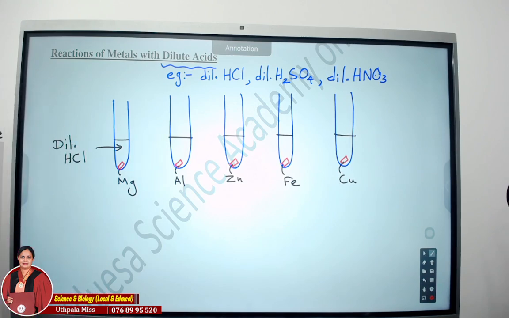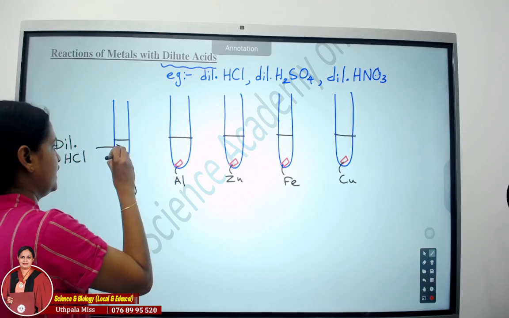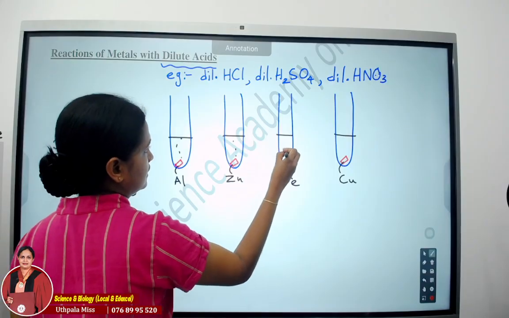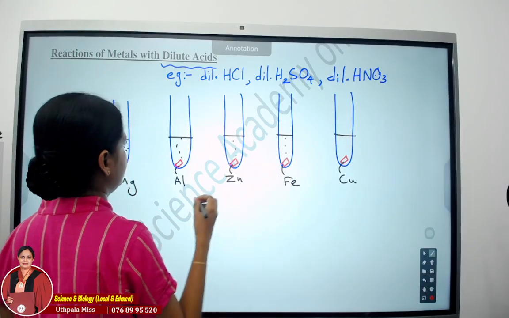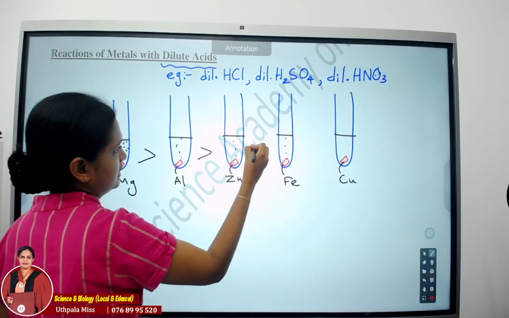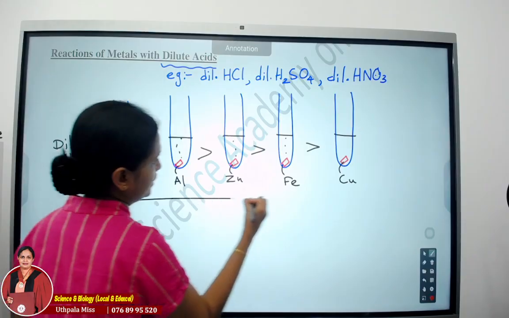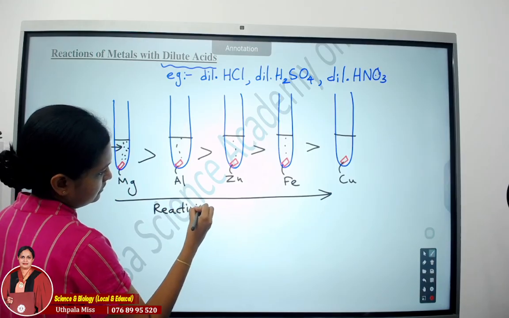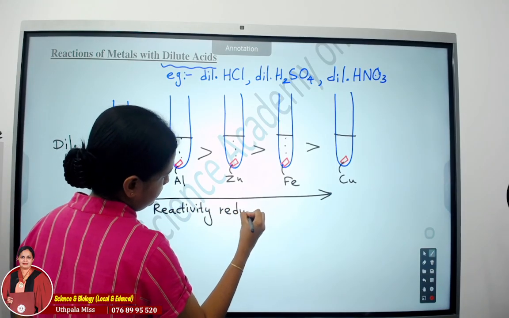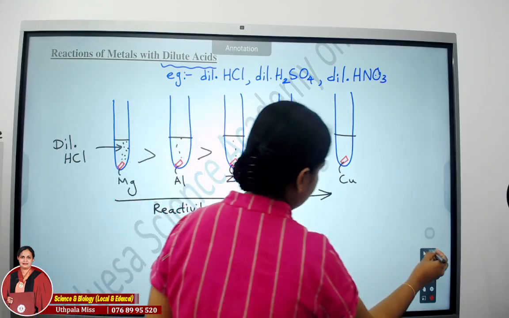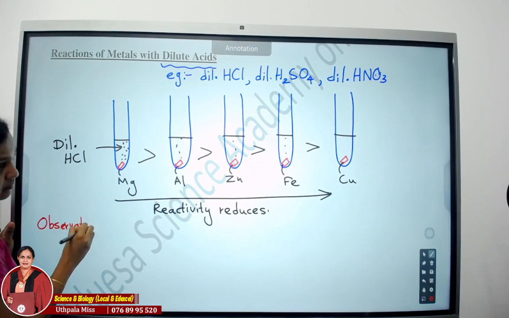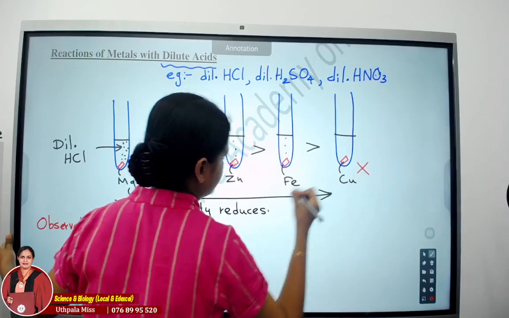So here you will observe the evolving of gas bubbles. This evolves gas bubbles faster. And here we don't see any reaction. That means the reactivity reduces this way. So the observations: the metal dissolves. Observation: no reaction with copper. Copper does not react with dilute acids.